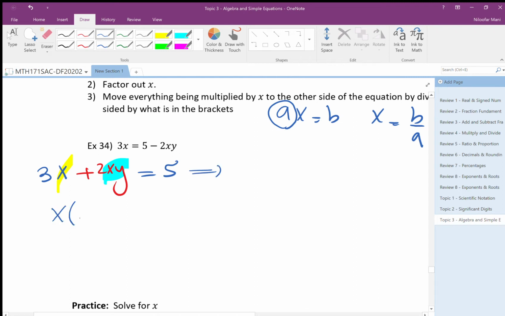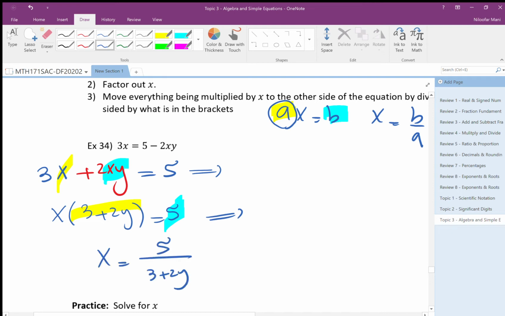So x times (3 plus 2y) equals 5. So this is like A and this is like B. So what is x then? x is 5 divided by (3 plus 2y).